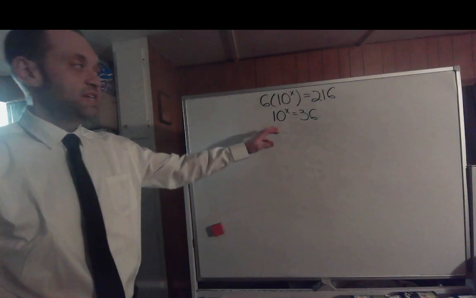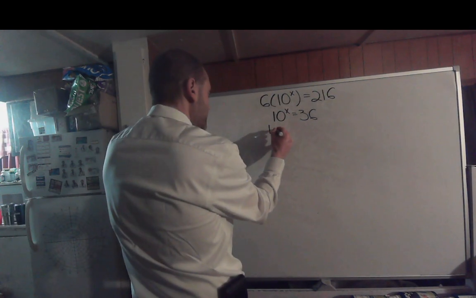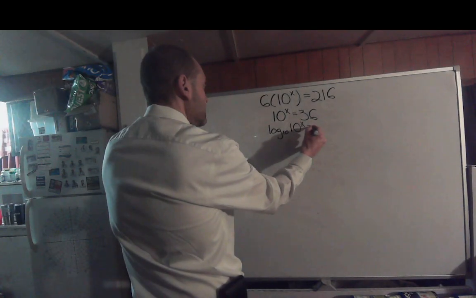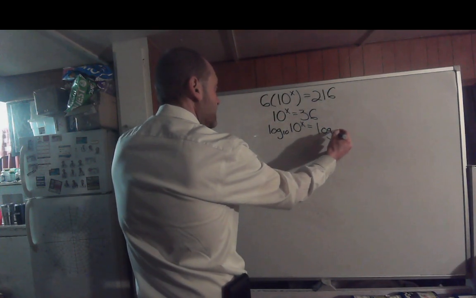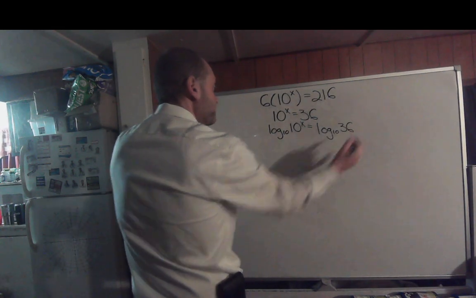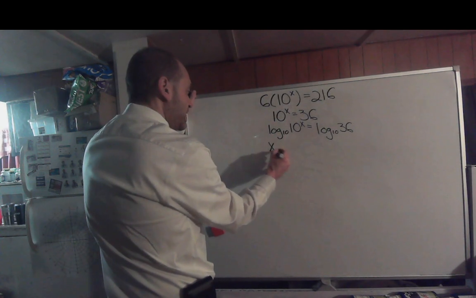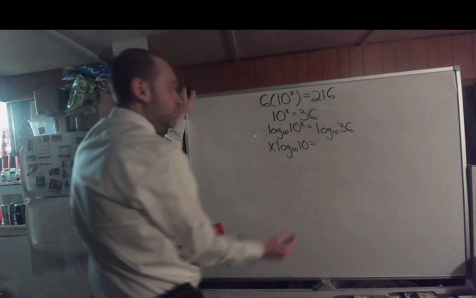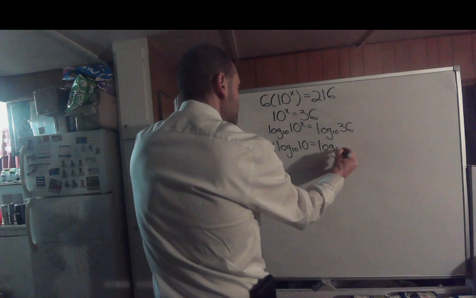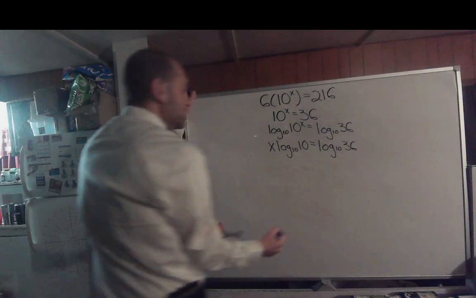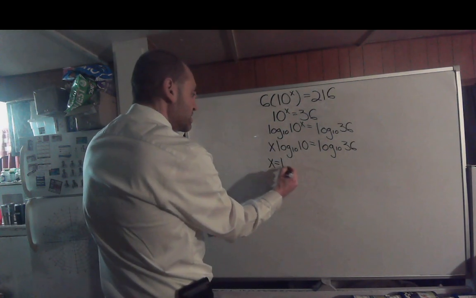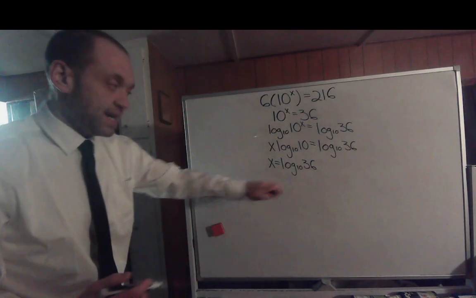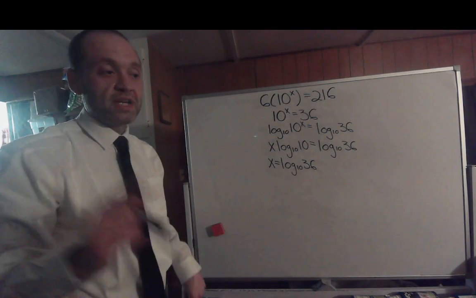So the left side you have 10 to the x, so you've got to take log base 10 of both sides. So log base 10 of 10 to the x is going to equal log base 10 of 36, which the left side would turn into x times log base 10 of 10, which would equal log base 10 of 36. So the left side, you'll get x equals log base 10 of 36, which is the exact solution, but here's the problem.